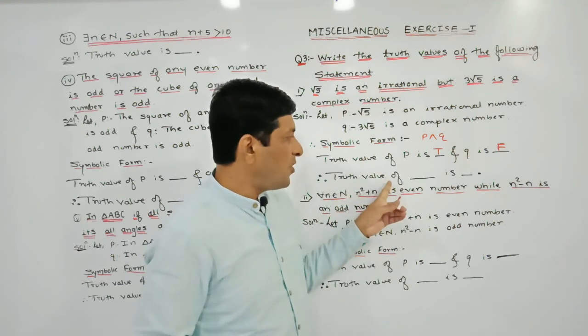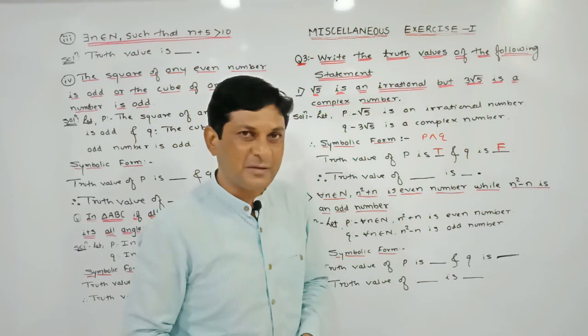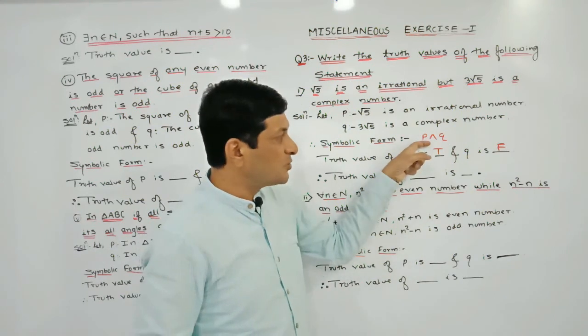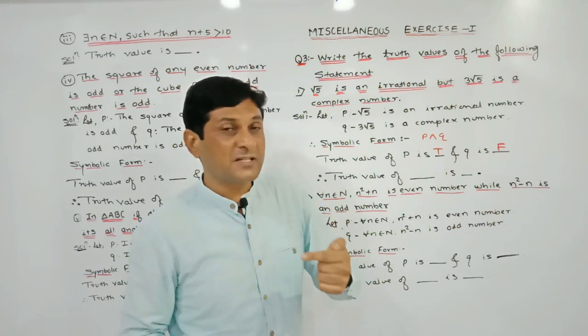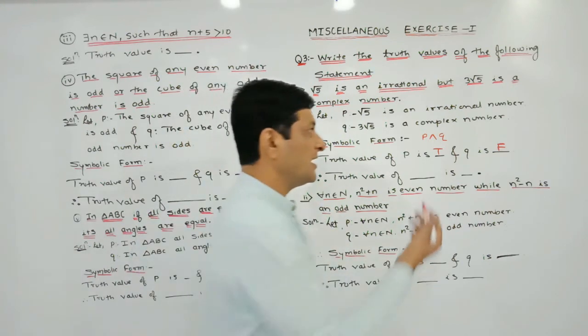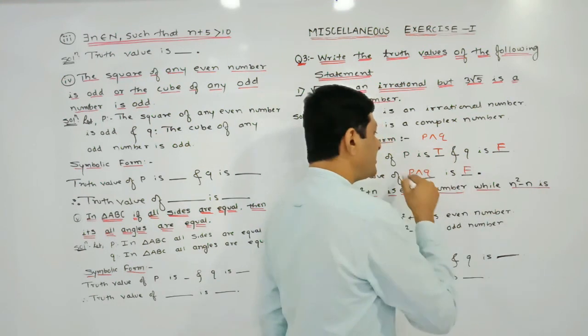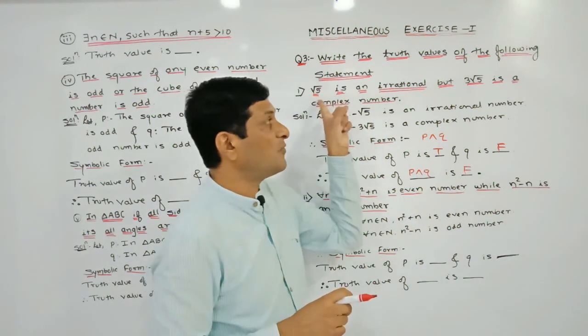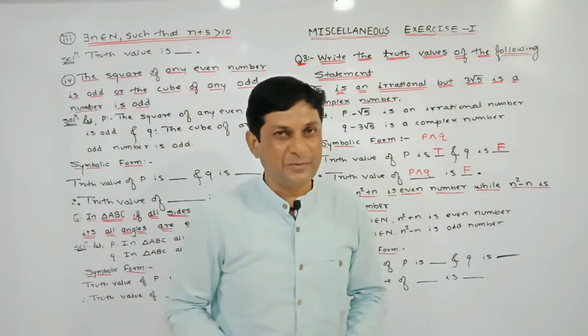Now we have to find out the truth value of this statement. Here two statements are connected by and, and in the case of and, if at least one statement is false, and will be false. This means the truth value of P and Q is false, and P and Q is the symbolic representation of what? The given statement. So in short we can say that the truth value of the given statement is false.